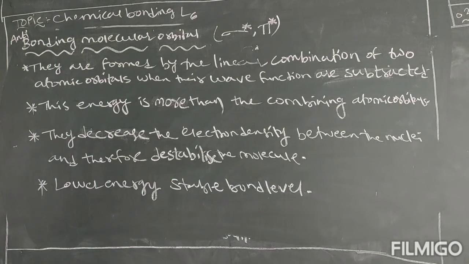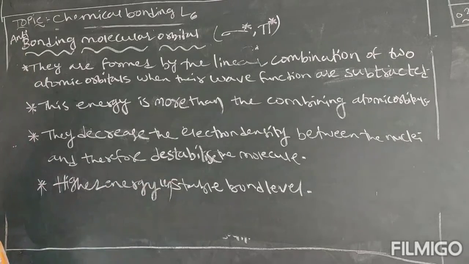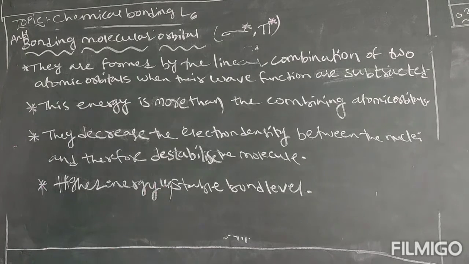And next, what? Higher energy and unstable bond level. Is it or not? Higher energy, unstable bond level. So these are the points regarding the anti-bonding. Bonding and anti-bonding, these are the major points. First you have to concentrate. Bonding and anti-bonding, you can note down these.